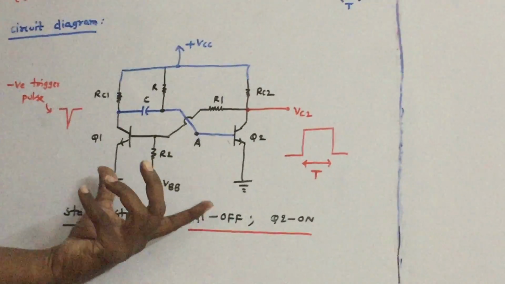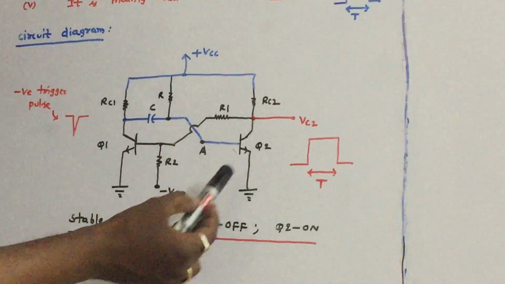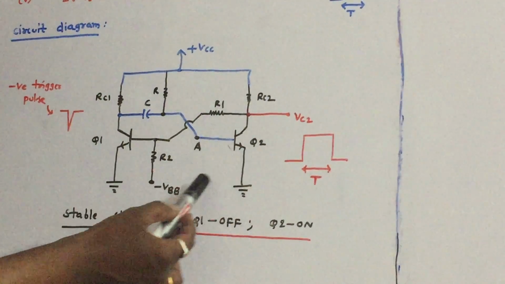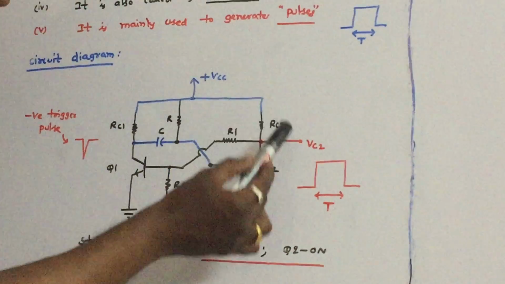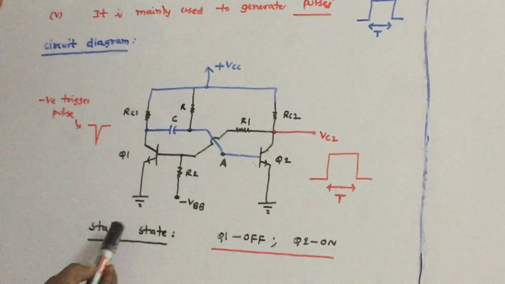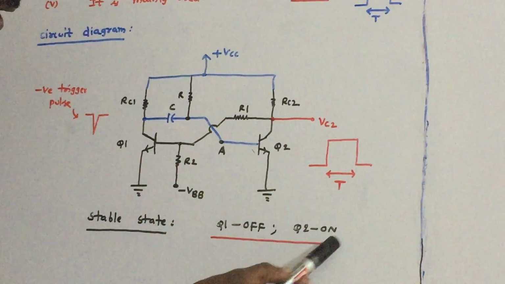So this is the circuit diagram of monostable multivibrator. In the previous session we have discussed the operation of monostable multivibrator. What is the initial state? The circuit will be in stable state initially. What is the stable state? So Q1 is in off condition and Q2 is in on condition.